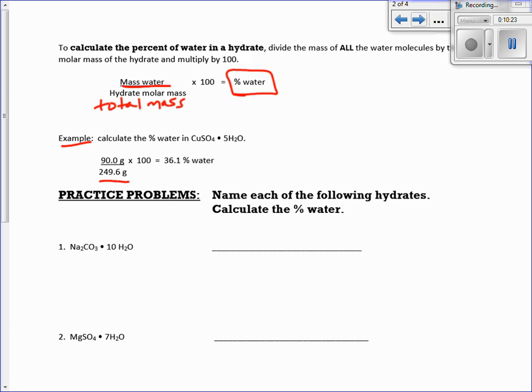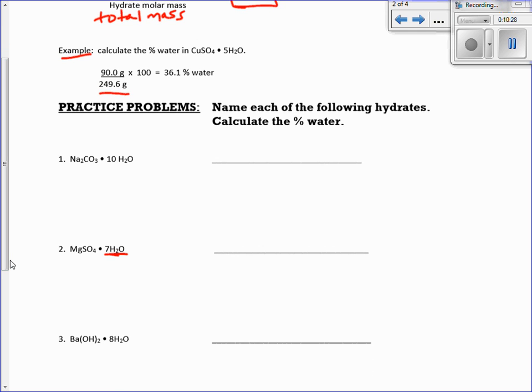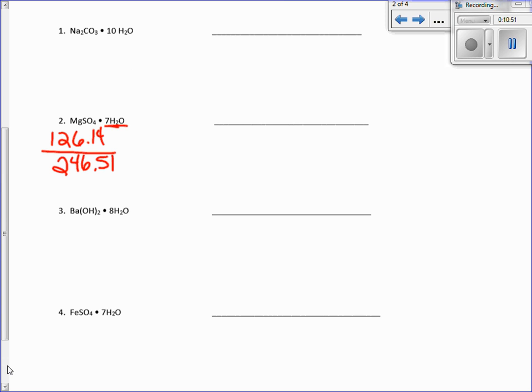I'm going to skip down and do number 2 now, because we had already figured out the mass of the water was 126.14 on the previous problem on the previous page. We also figured out the total mass was what? Is it 246.51? Is that the total mass, right? So you know the mass of the water, you divide it by the entire mass times 100, and you'll get your percent, okay?